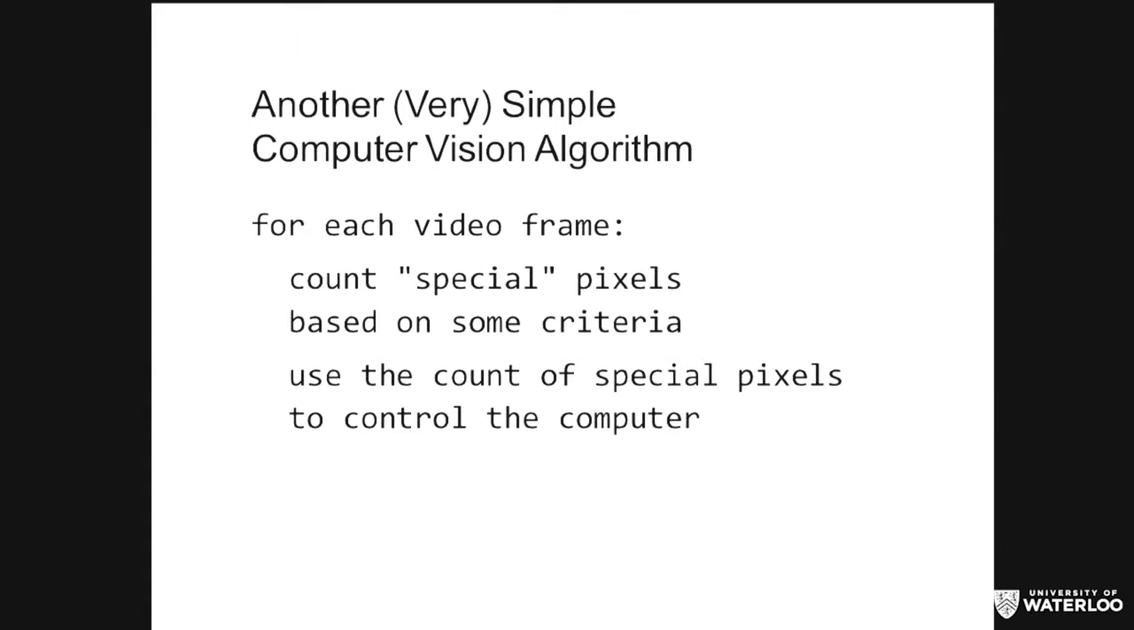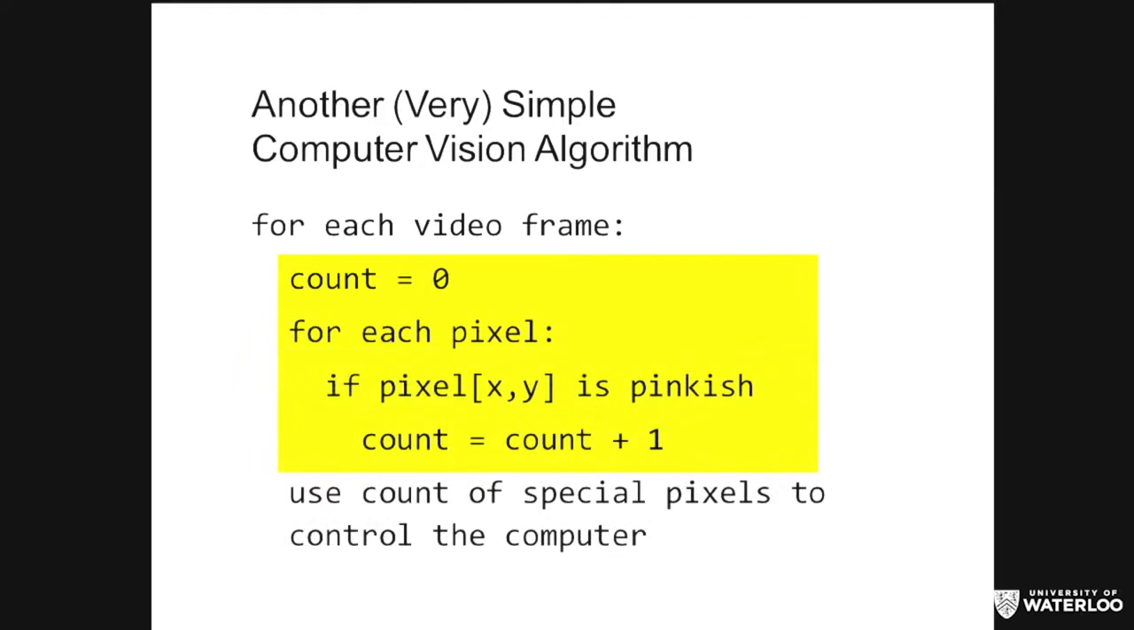Okay, so that was another very simple computer vision algorithm. Let's change things a little bit, because that was pretty cool, but we can do something even more exciting and more interactive for everyone. Let's change our algorithm slightly so that for each video frame, I'm going to count these special pixels based on some criteria. You've probably seen this kind of algorithm before. I'm going to have some variable to keep a count.